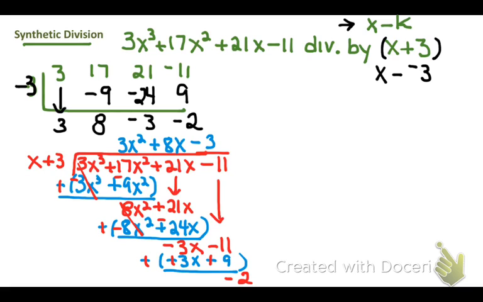So remember, our divisor was x plus 3. And you'll see that our coefficients match the results from our synthetic division. So 3, here's our coefficient, 8, and then the negative 3. But now we have this negative 2. This negative 2 is actually the remainder when we use long division.